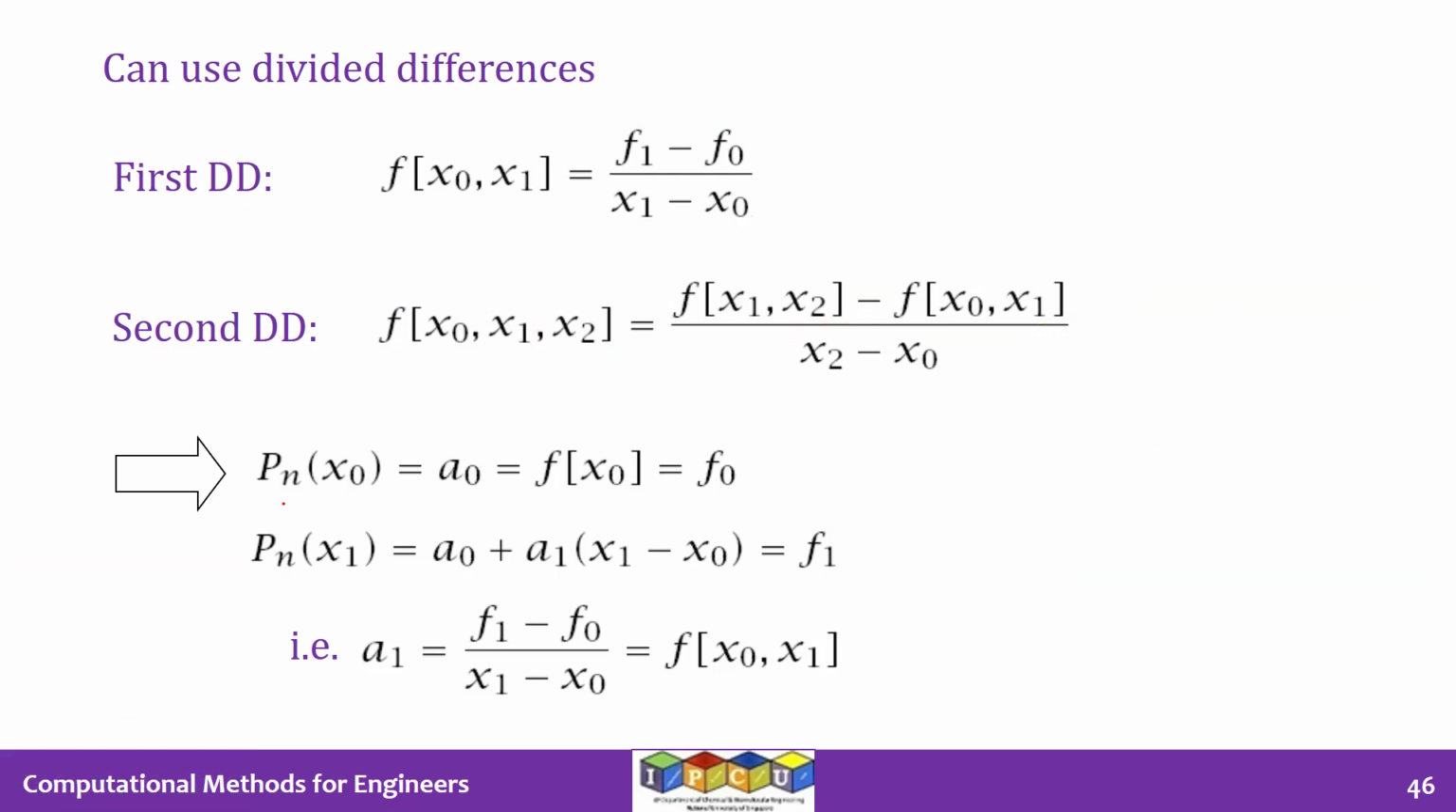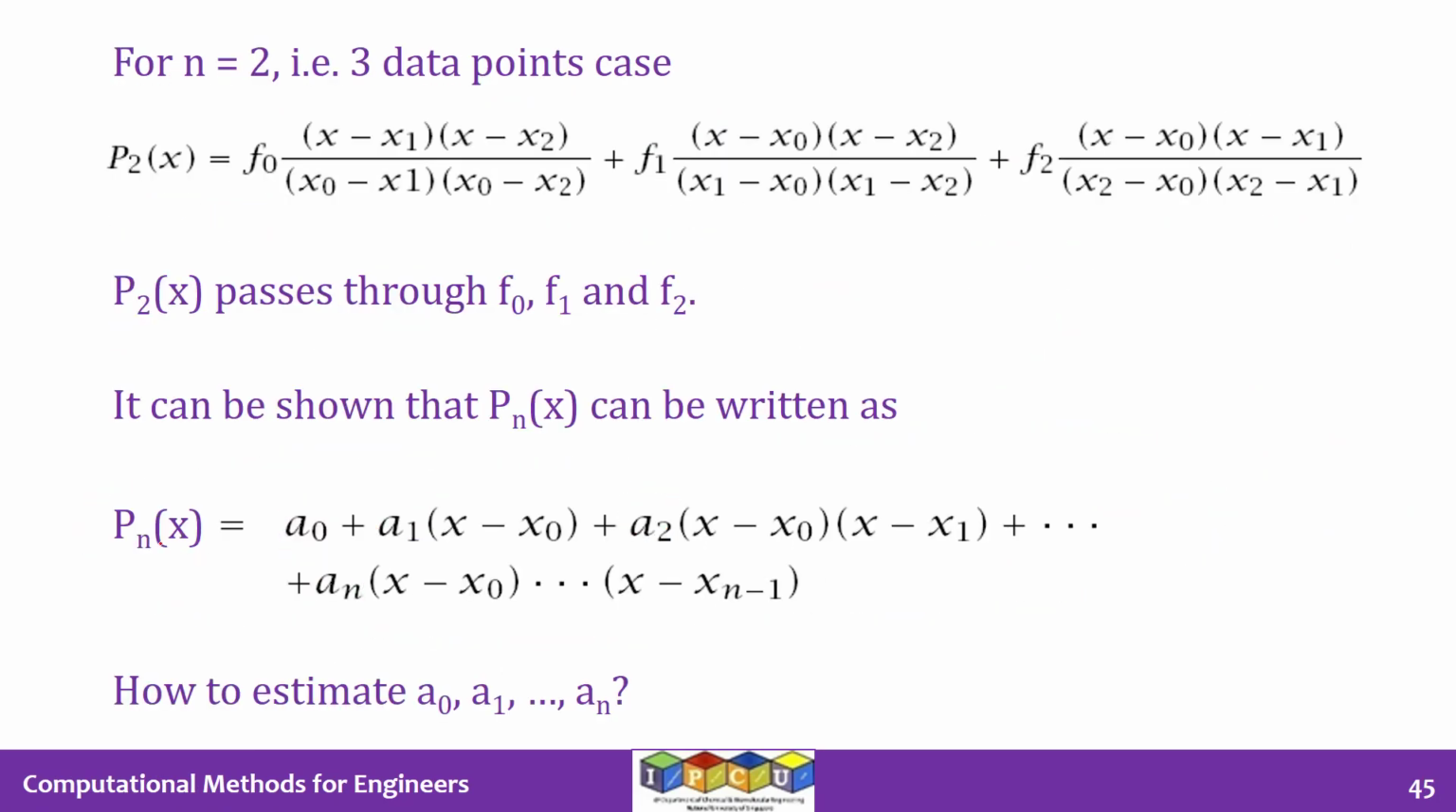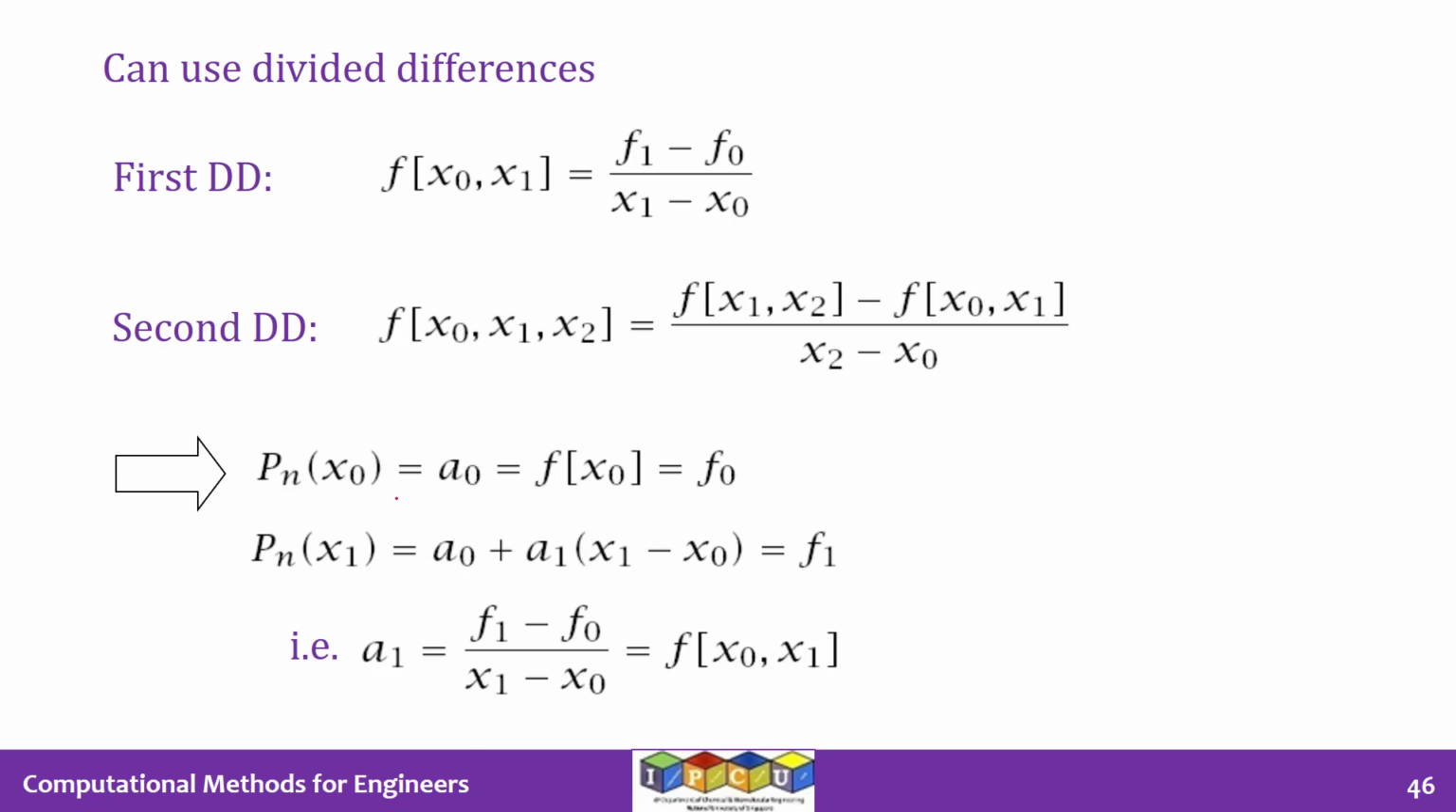Now, what is Pn at x naught? Pn at x naught is going to be a naught. We saw this earlier. Pn at x naught, all the other terms are going to be 0 at x equal to x naught. So therefore only this term will survive. Therefore Pn at x naught is going to be equal to a naught as discussed earlier, and we can just represent it as f at x naught or just f naught.